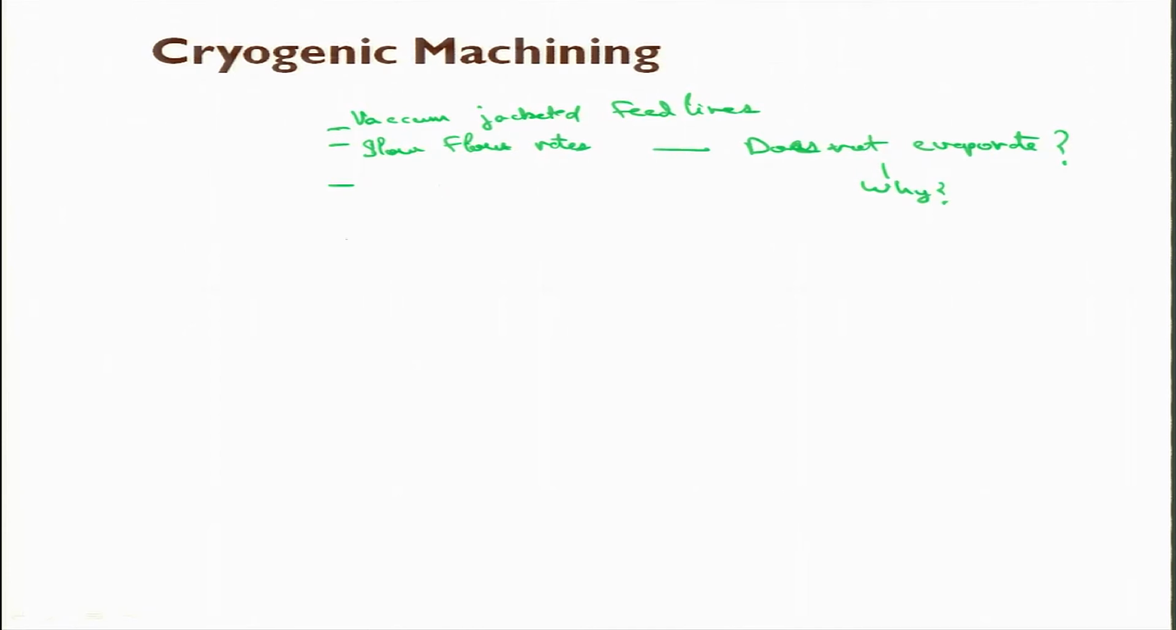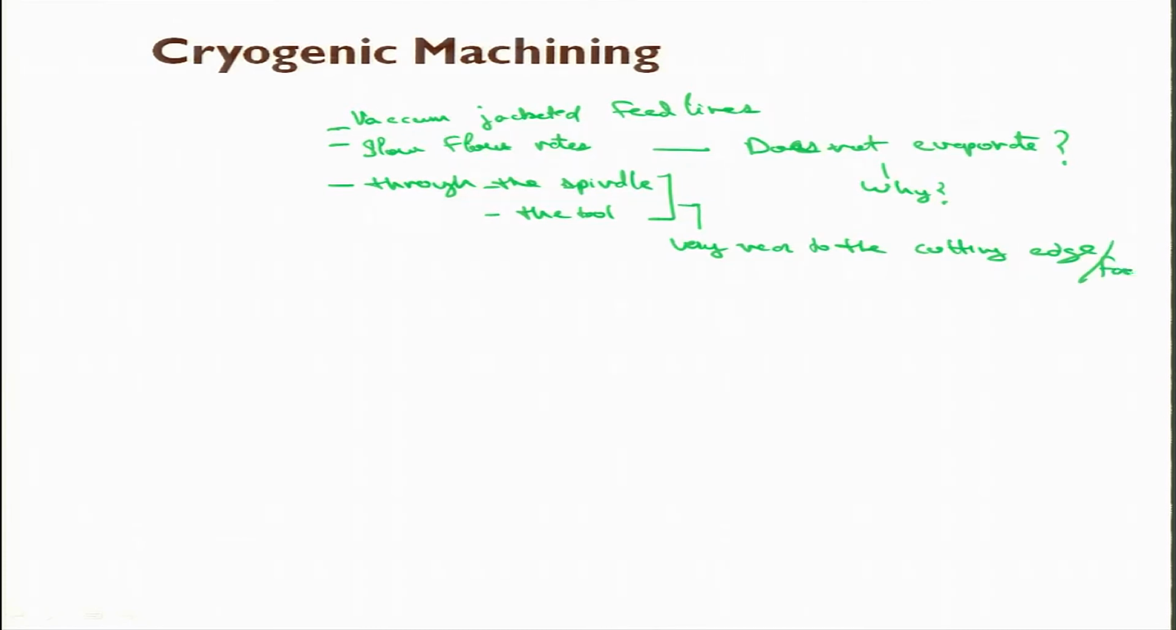Why? This fluid is flown through the spindle only, through the spindle and through the tool, and this is done very near to the cutting edge or maybe face. So, at this point liquid nitrogen is allowed to evaporate and it cools the cutting edge to its temperature. Liquid nitrogen temperature is minus 195 degrees centigrade.